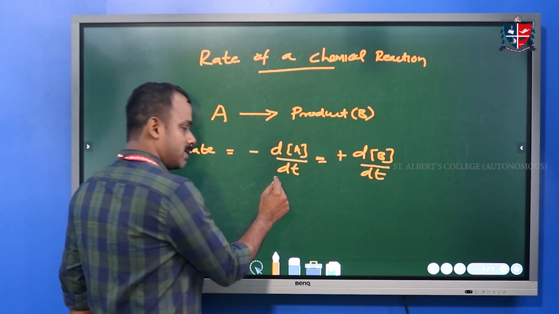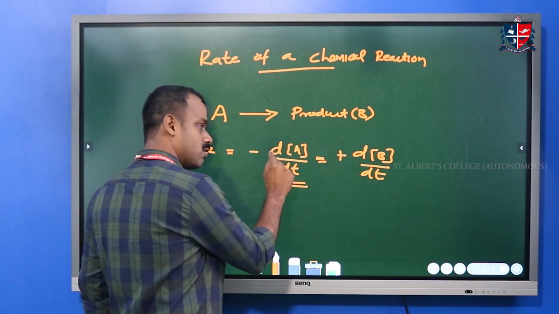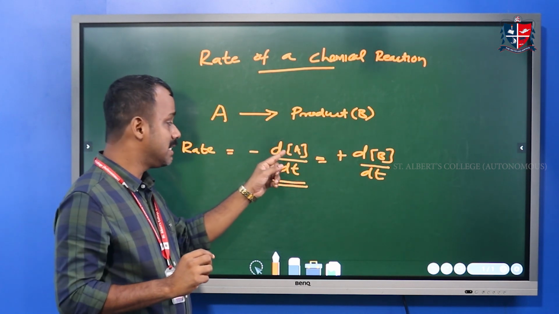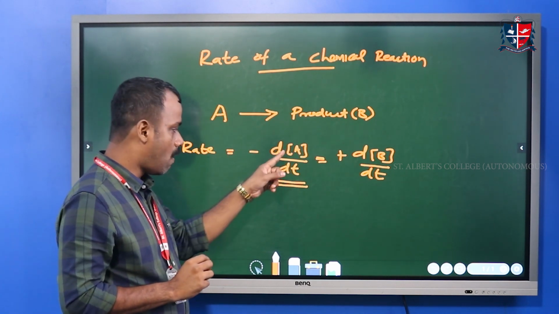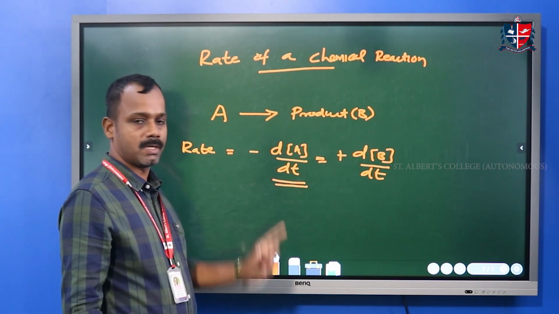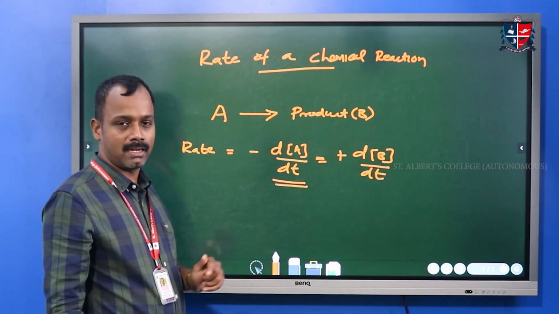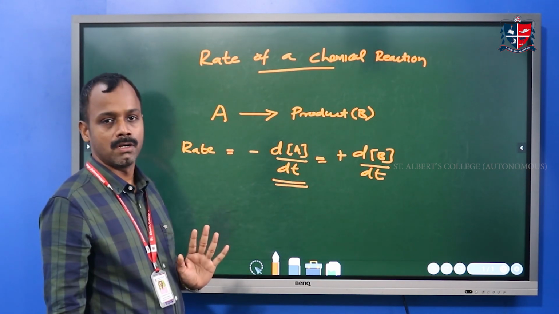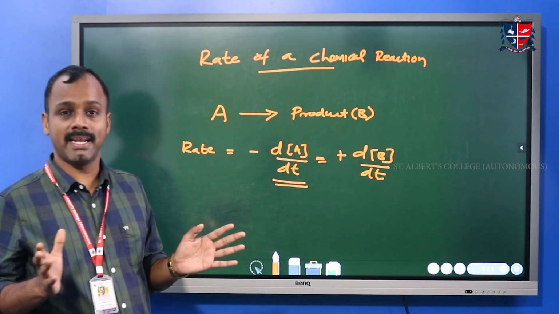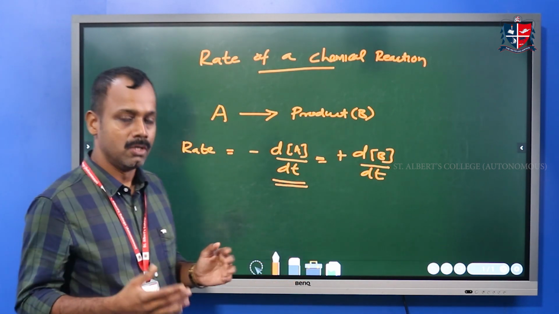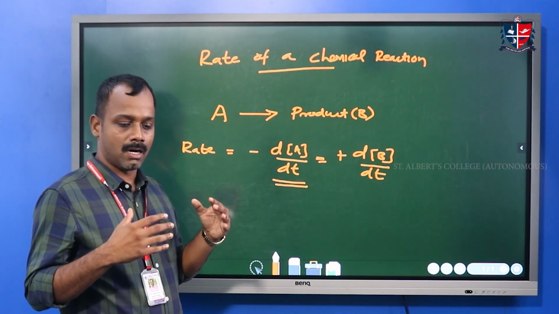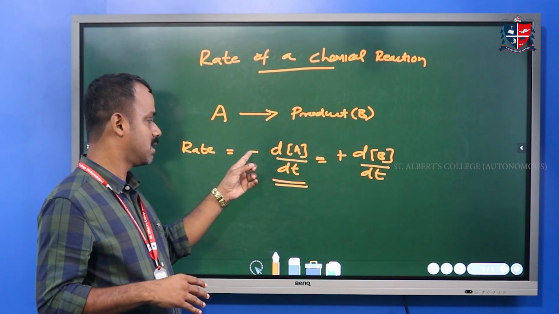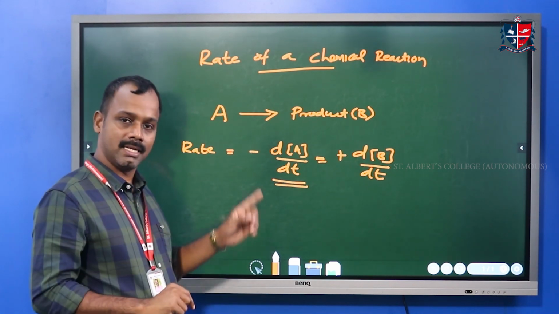Now what is this term, minus d[A]/dt? First of all, we have to define rate. It is the change in concentration of reactant A with respect to time. The negative sign indicates that the concentration of reactant A decreases with time. Rate of a chemical reaction cannot be negative, because it is speed, and speed cannot be negative. So the minus sign indicates that the concentration of the reactant decreases with time. If there is a negative sign, we can confirm that it is a reactant.